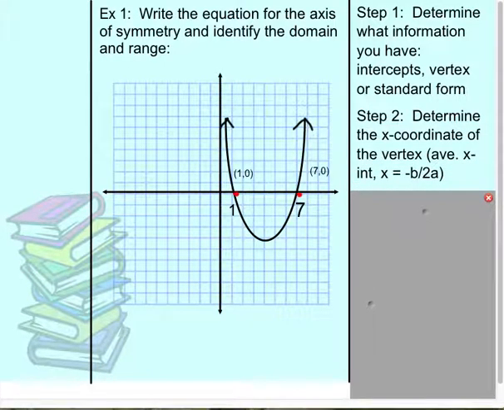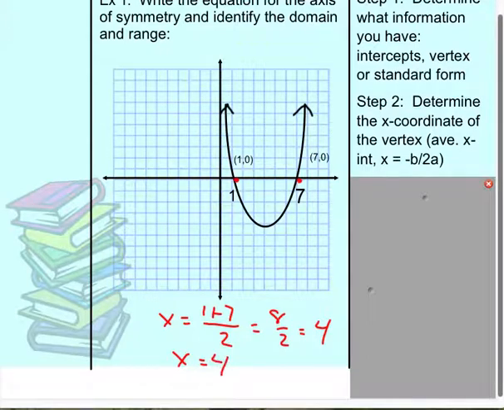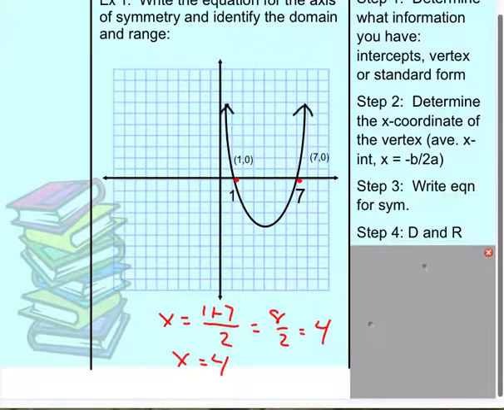So then we use whichever piece of information is important. So if we have standard form, we do x equals negative b over 2a. If we have the intercepts, we average the two x-intercepts. Well, that's the information we have this time, so we're going to find the average of 1 and 7. So the equation for the axis of symmetry would be 1 plus 7 all over 2. 1 plus 7 gives us 8. 8 divided by 2 gives us 4. So the equation for the axis of symmetry is x equals 4. We just did step 3.